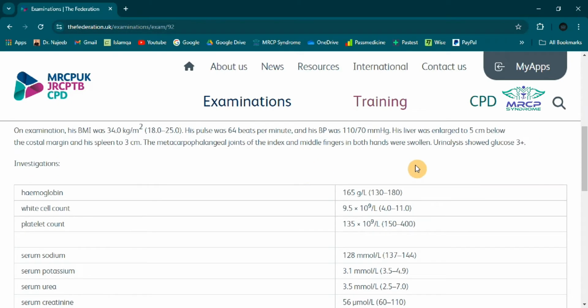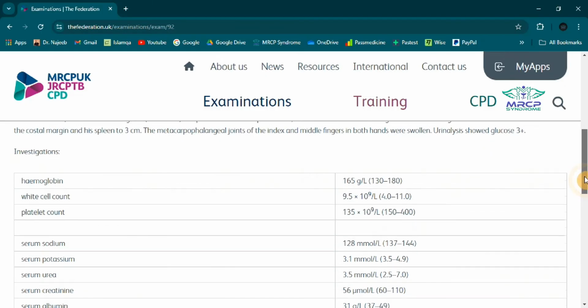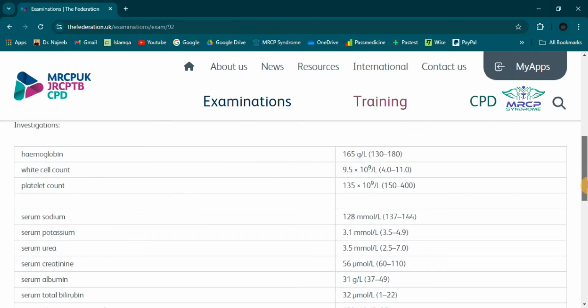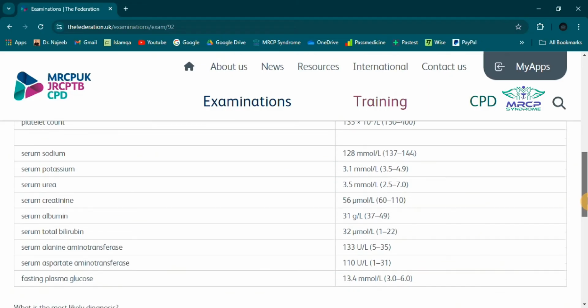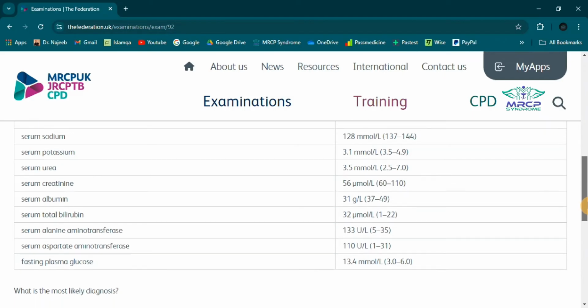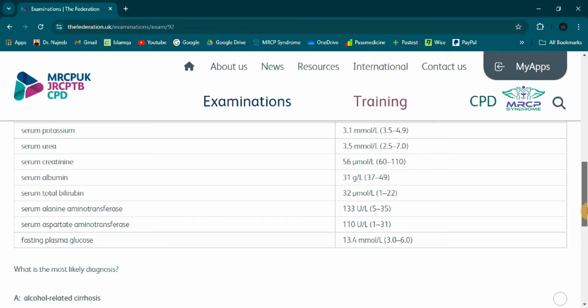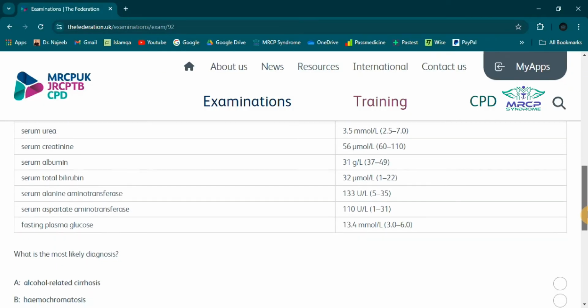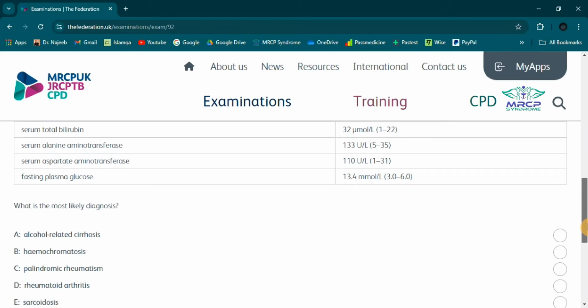Hemoglobin was 165, WBC 9.5, platelets 135, serum sodium 128, potassium 3.1, urea 3.5, creatinine 56, albumin 31, total bilirubin 32, alanine aminotransferase 133, aspartate aminotransferase 110, and circulating plasma glucose was 13.4. What is the most likely diagnosis?